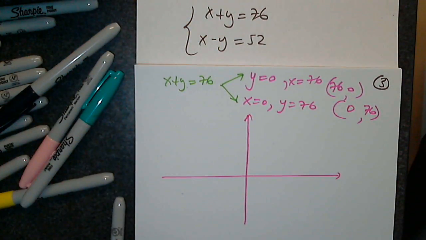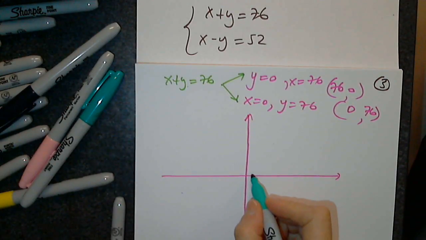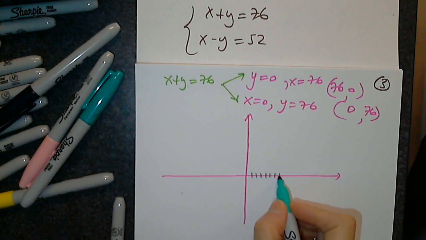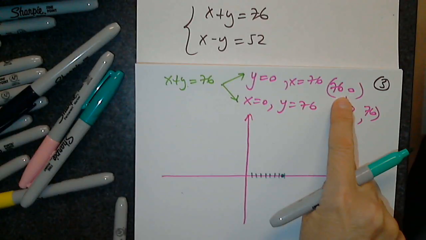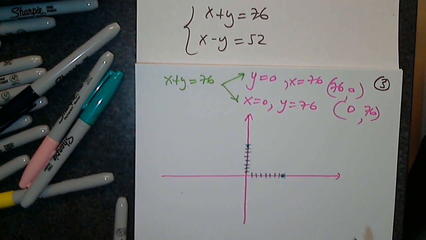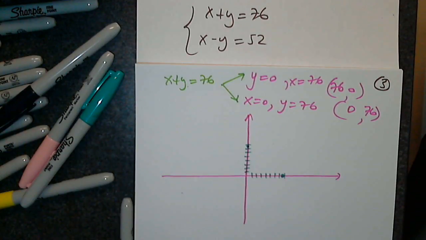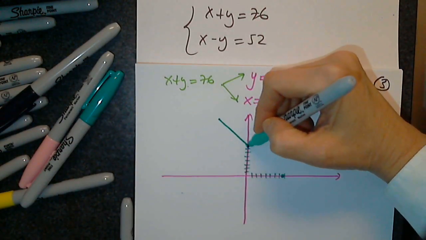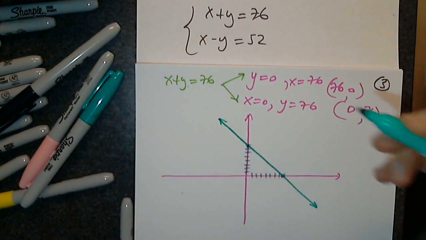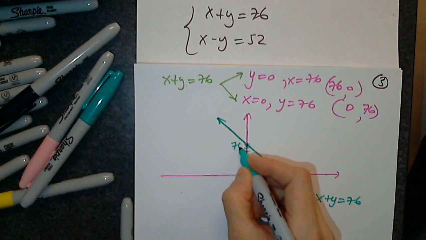I am going to try to be as accurate as possible. It doesn't mean that my graph will be remotely accurate. I'm going to try. 1, 2, 3, 4, 5, 6, 7, 8. I'm going to say 76 right here for this. 1, 2, 3, 4, 5, 6, 7, 8. Obviously, it's not perfect. This unit is not the same as that. So this is the line. I connect and extend. I graphed x plus y equals 76, 76, and 76.